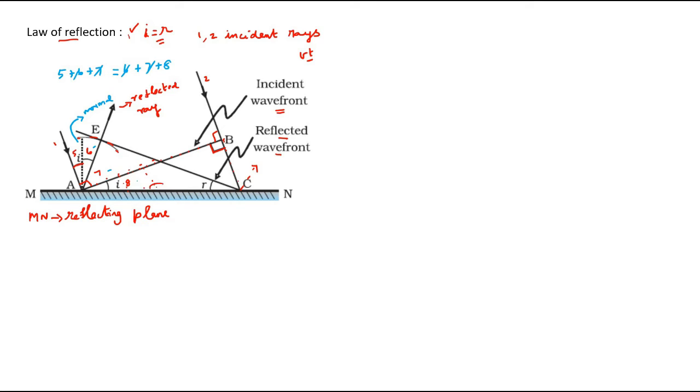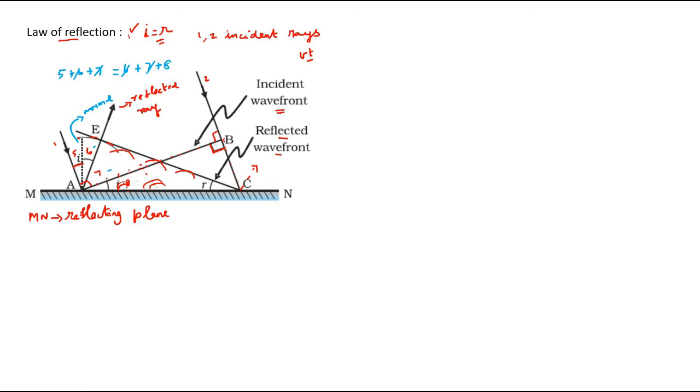So you will have all the secondary wavelets starting. You will have to draw a common tangent to all the secondary wavelets. Another secondary wavelet may be here. So CE will be the reflected wavefront. Is it clear? Because by the time the waves from A reach E, the point B would have reached C.